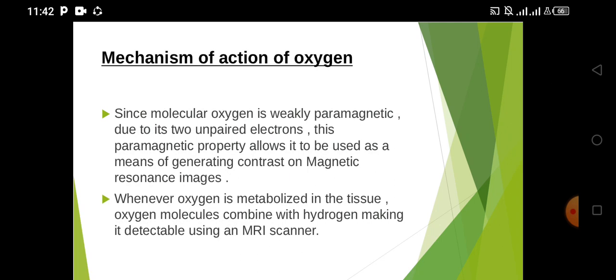Moving on to the mechanism of action of oxygen. Simple molecular oxygen is weakly paramagnetic due to its two unpaired electrons. This paramagnetic property allows it to be used as a means of generating contrast on magnetic resonance images. Also, whenever oxygen is metabolized in body tissues, oxygen molecules combine with hydrogen molecules, making it detectable using an MRI scanner.